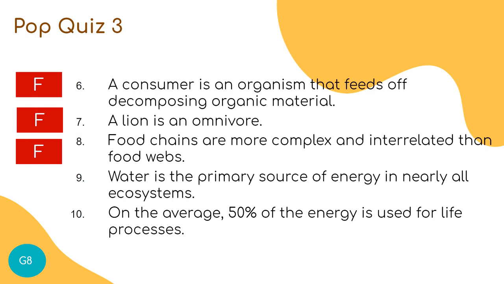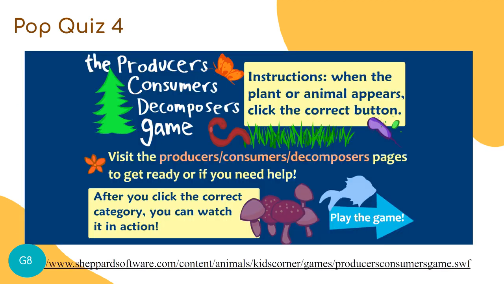Water is the primary source of energy in nearly all ecosystems. That's false. It's the sun. And on the average, 50% of the energy is used for life processes. That's false. It's 90%. You can also visit this website, Shepard Software, a game about producers, consumers, and decomposers.